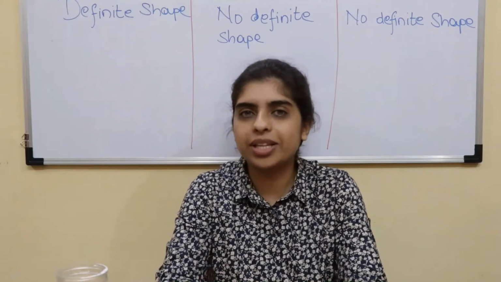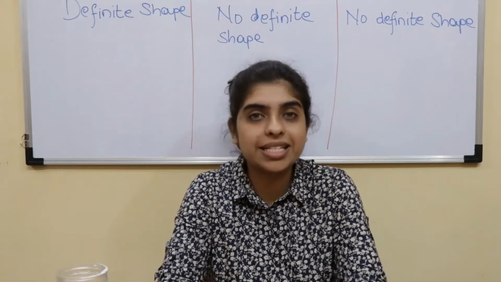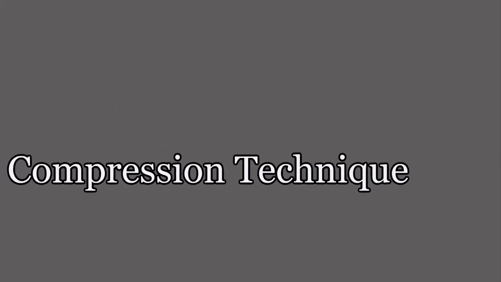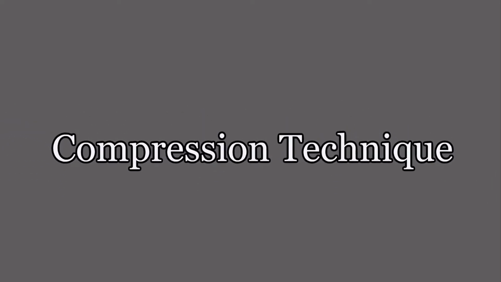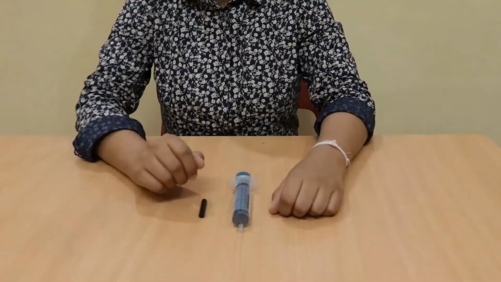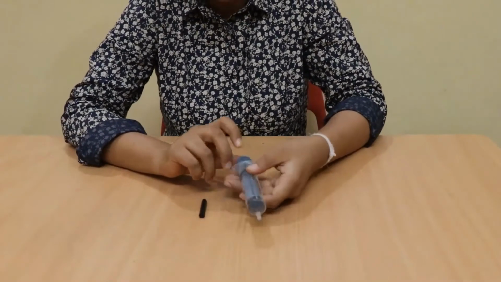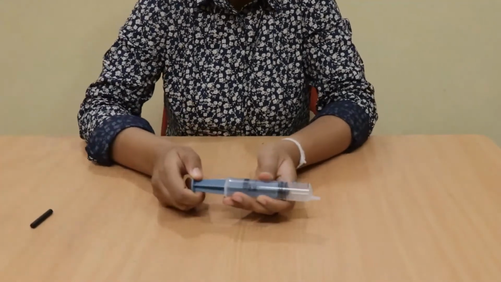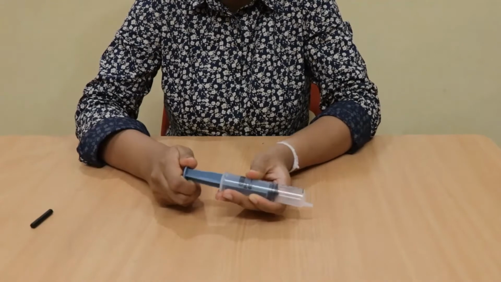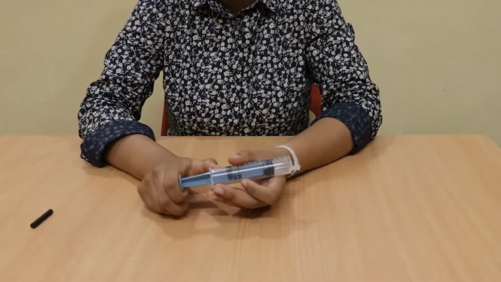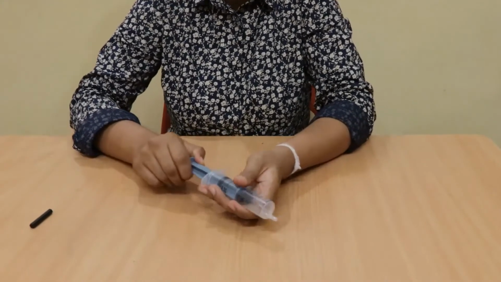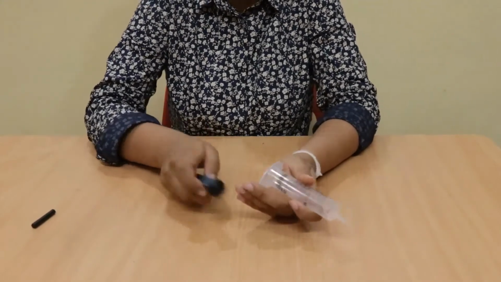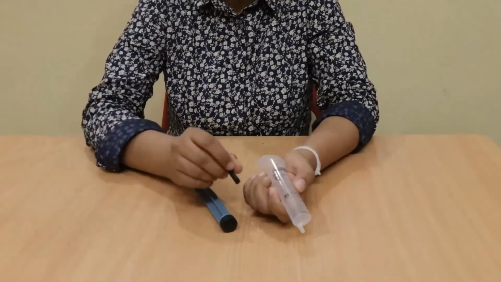So let us start with the activities which will make this concept even more clear. For this compression technique, we are going to need this syringe. You must have seen the syringe at the doctor's place when you go to take an injection from the doctor. This is the body of the syringe and this is the plunger. So pull out the plunger. First we'll be talking about solids.